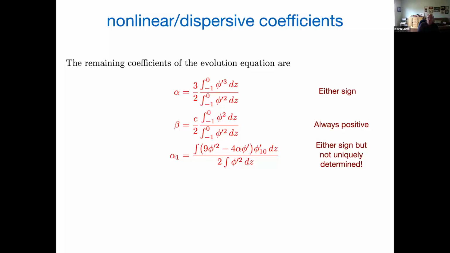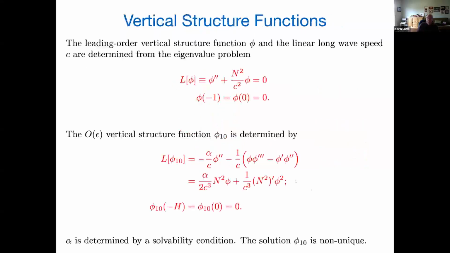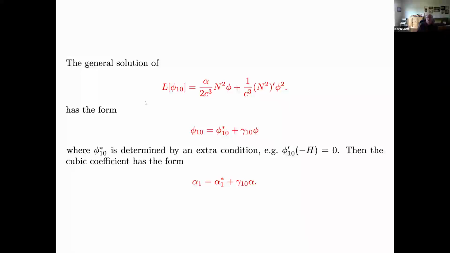The cubic coefficient is also given in terms of the ratio of two integrals. It involves phi and phi10. It can also have either sign, but it turns out it's not uniquely determined. And the reason is, going back to these problems, so here's again the equation for phi10. So L of phi10 is equal to this.